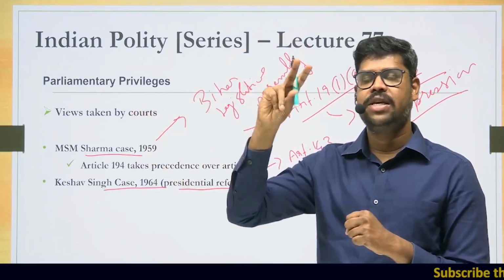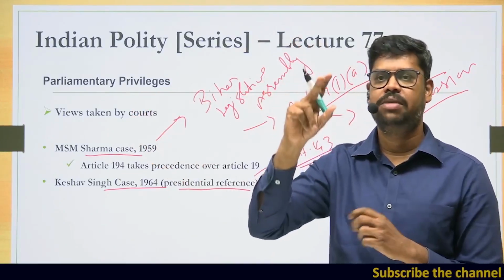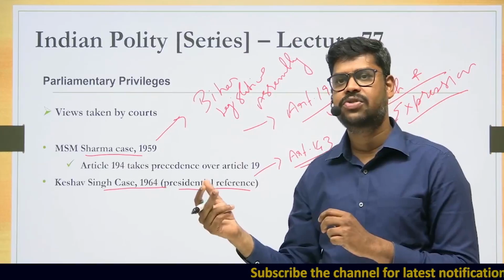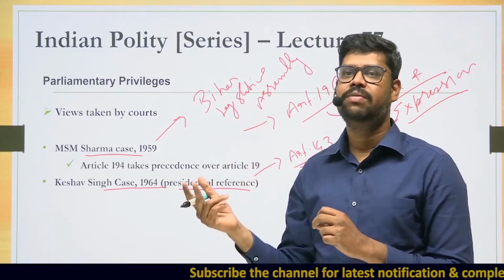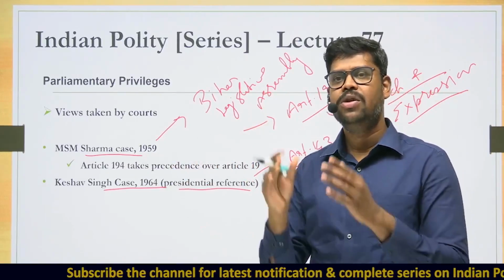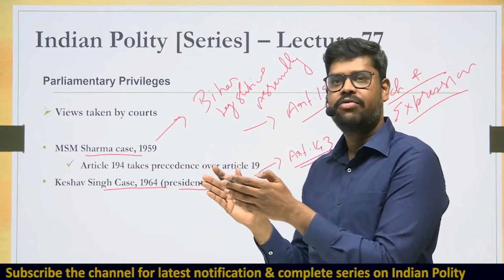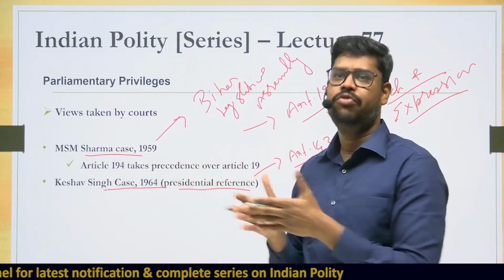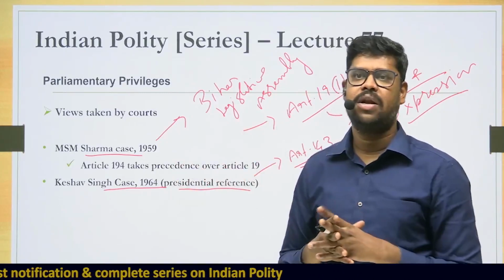So in the previous case, what was given the precedence? In the MSM Sharma case, the parliamentary privileges were given precedence. Whereas in the Keshav Singh case, the fundamental rights were given precedence, especially when it comes to the right to life and liberty of an individual. So therefore, if you are trying to take away the right to life and liberty of an individual, the courts will have the power to judicially review, because it is going to affect the fundamental right of an individual.